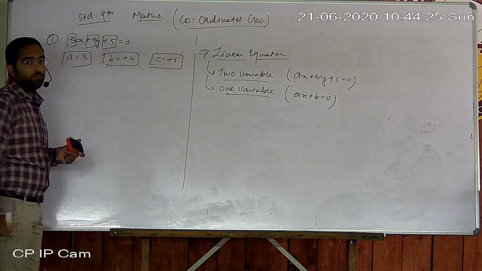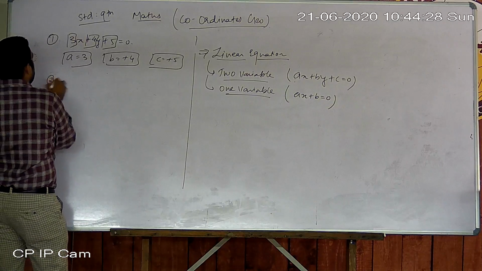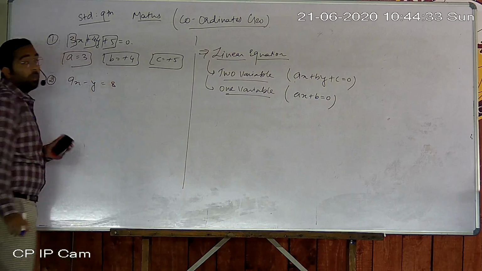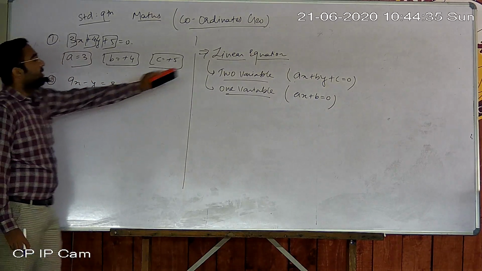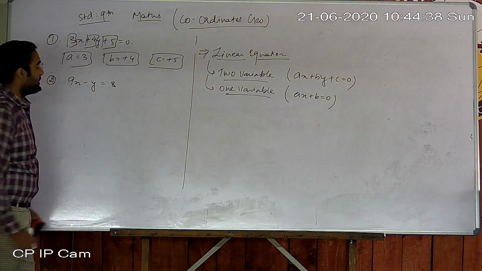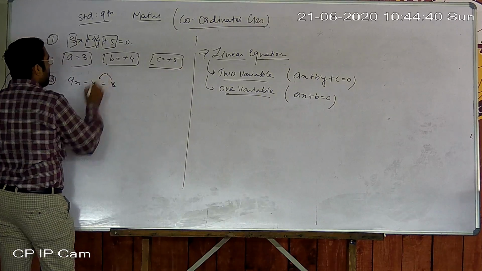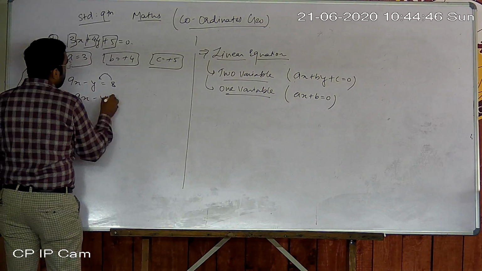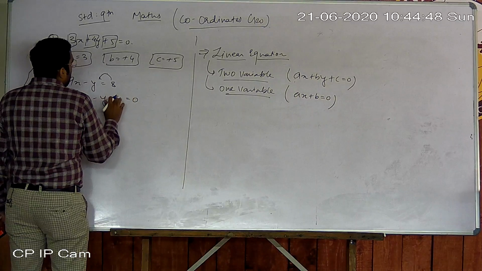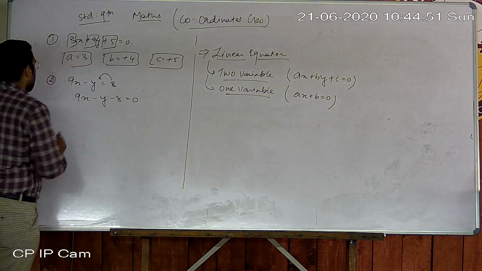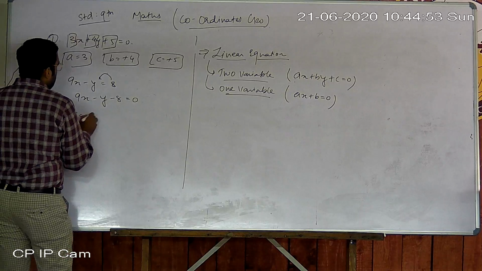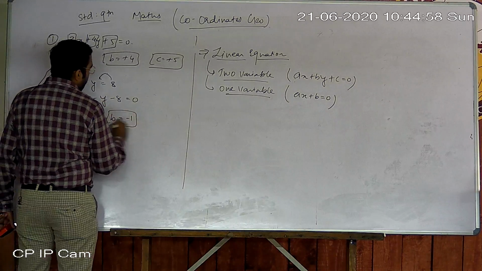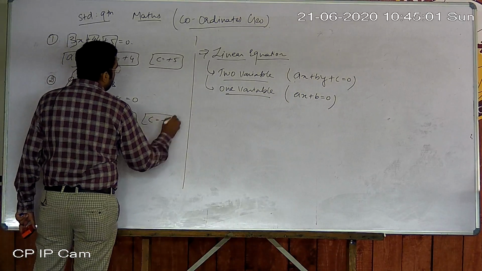Now the second one is 9x minus y equal to 8. As per the standard form, I want the constant term on the left side with this equation, therefore I'll shift it to that side. So my standard form is formed here: a is 9, b is minus 1, and the value of c is minus 8.